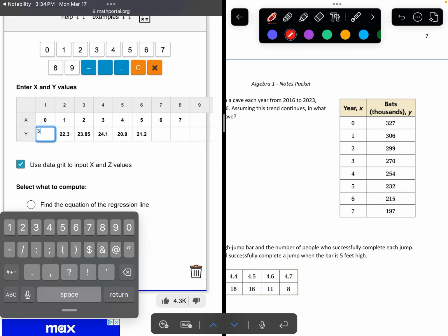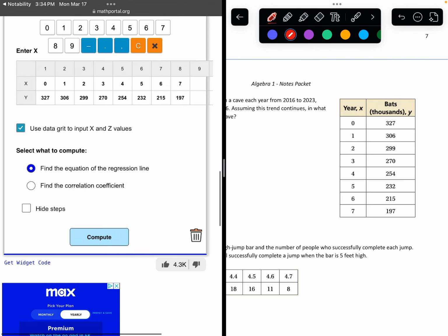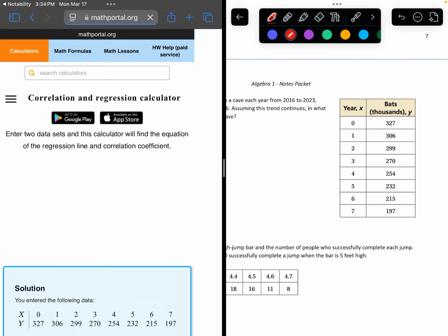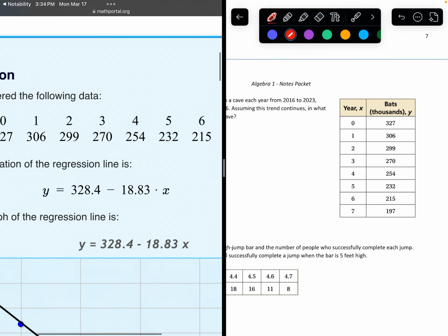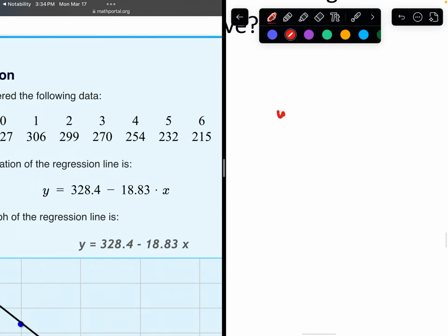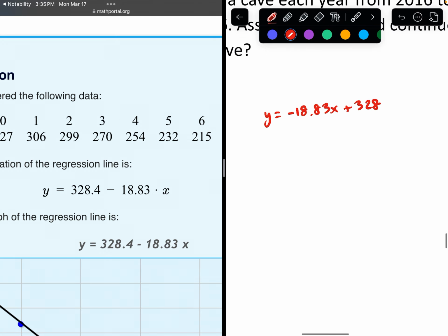This will be 327, 306, 299, 270, 254, 232, 215, and 197. All right, so I'm going to find the equation, and when I click that, I get that the regression line is there. So let me write it out. I get that y equals negative 18.83x plus 328.4.